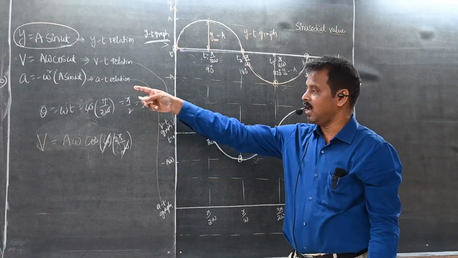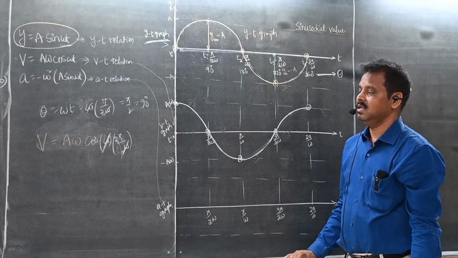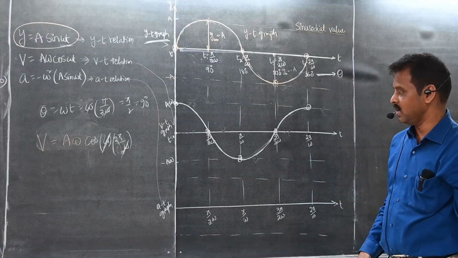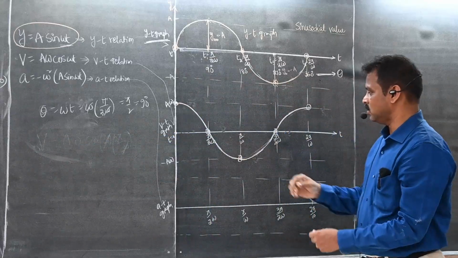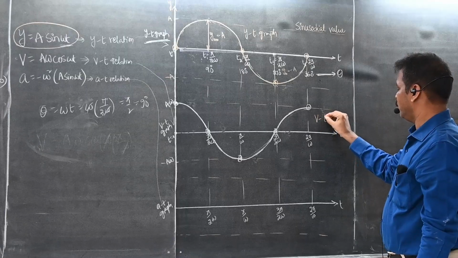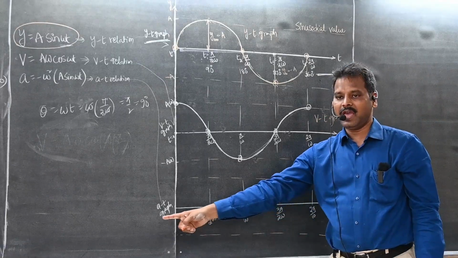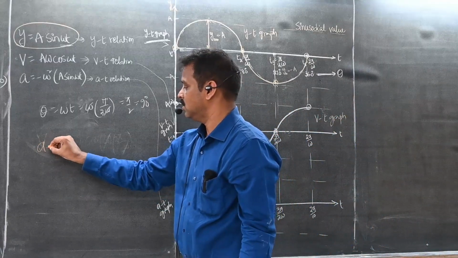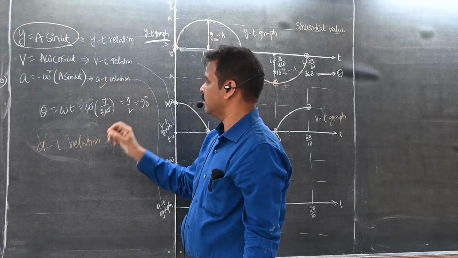Next, the third one, A is equal to minus omega square A sin omega t. So I am going to draw. What is the name of this graph, students? This is the YT graph. This is the VT, velocity time graph. The third one, the AT graph. I need the AT relation. What is the AT relation here?